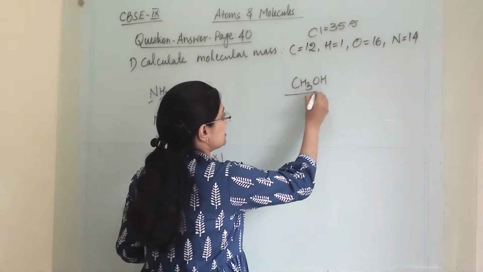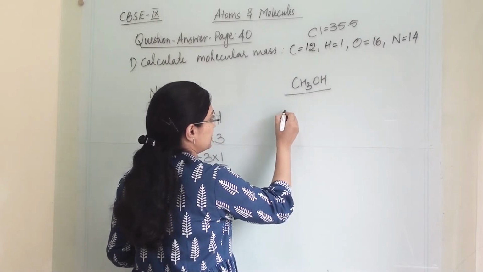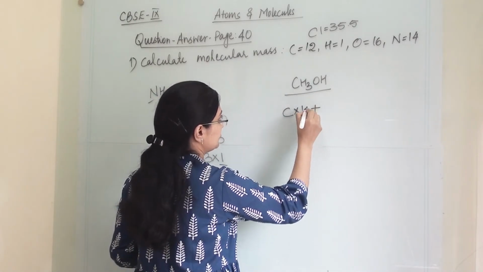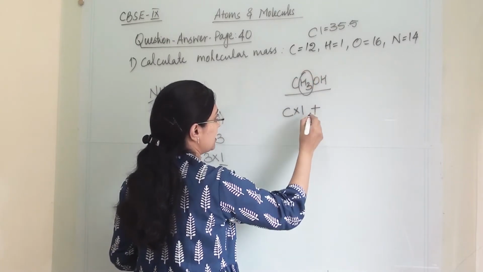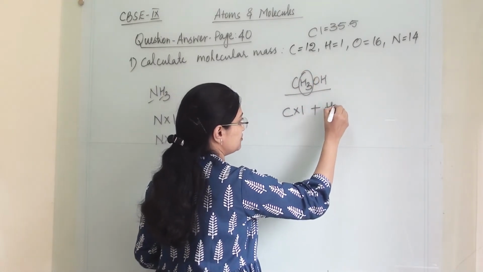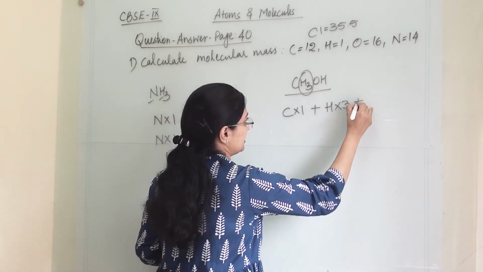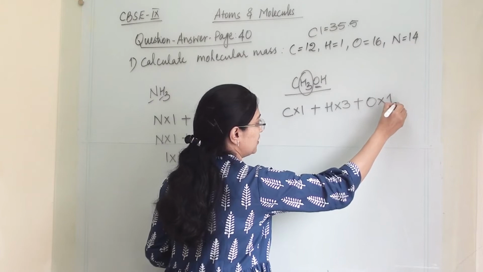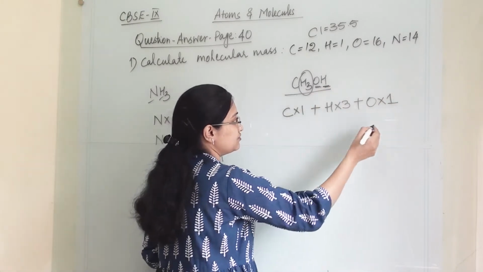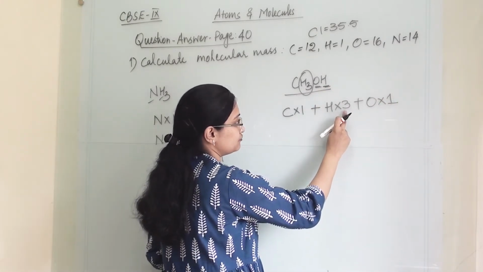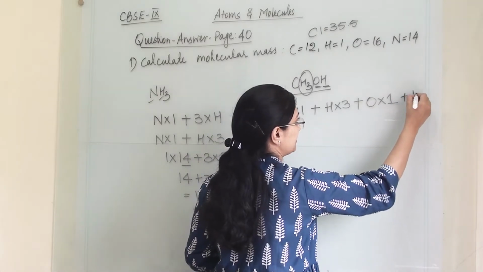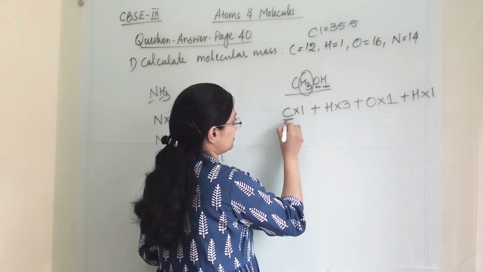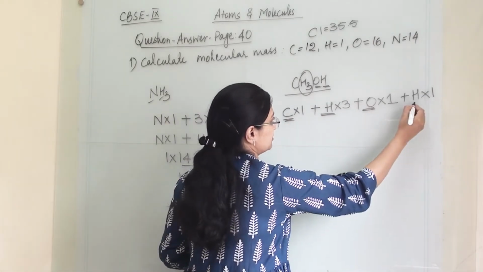Now CH3OH. In this, 1 carbon is present, so 1. Then 3 atoms of hydrogen are present, so hydrogen into 3. Then 1 oxygen is there, so oxygen into 1. Then again 1 hydrogen is there. Either you can add here 4 or you can write it separately, hydrogen into 1. So here carbon, hydrogen, oxygen, again hydrogen.